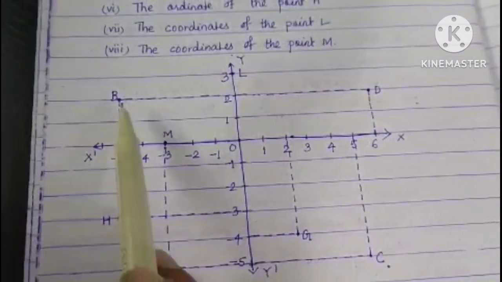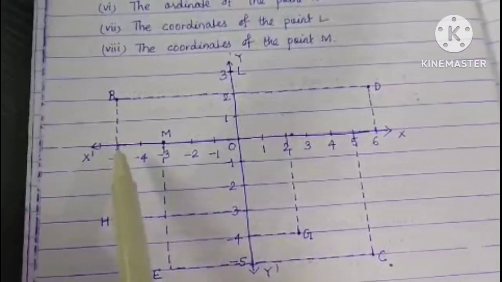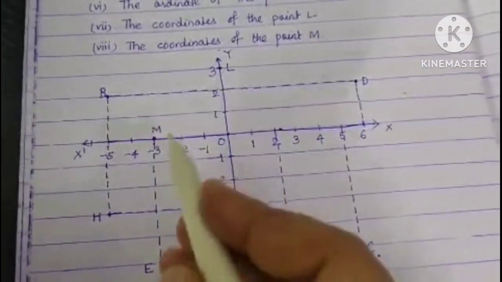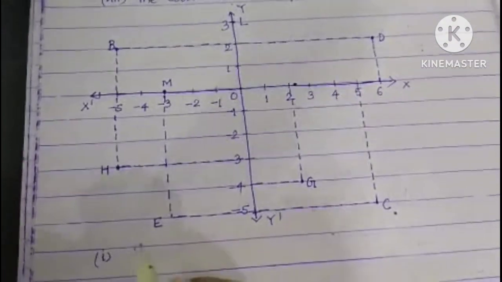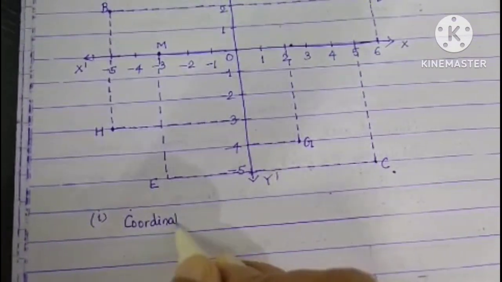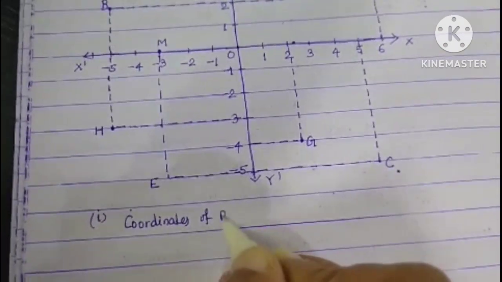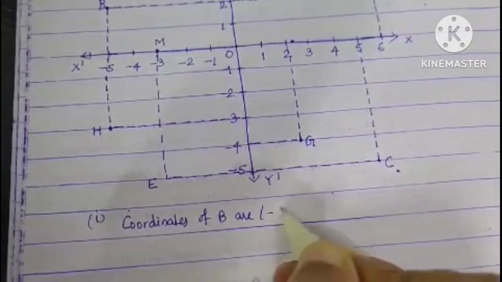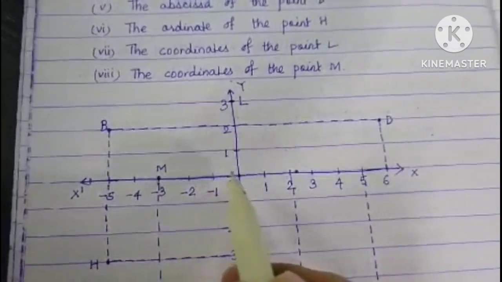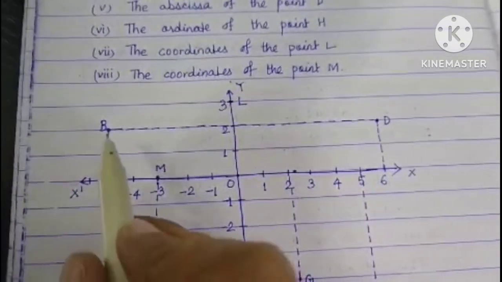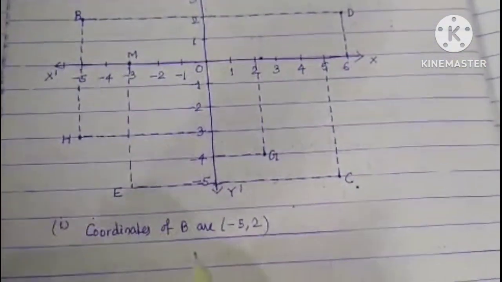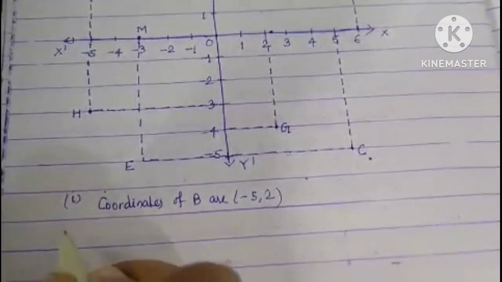Here it is B, its x coordinate will be -5, and on the y-axis it is 2, so -5, 2. So coordinates of B are -5, 2. You can see point B, it is -5 and it is 2. You can write it. Okay, let us write it here only. Coordinates of B are -5, 2.